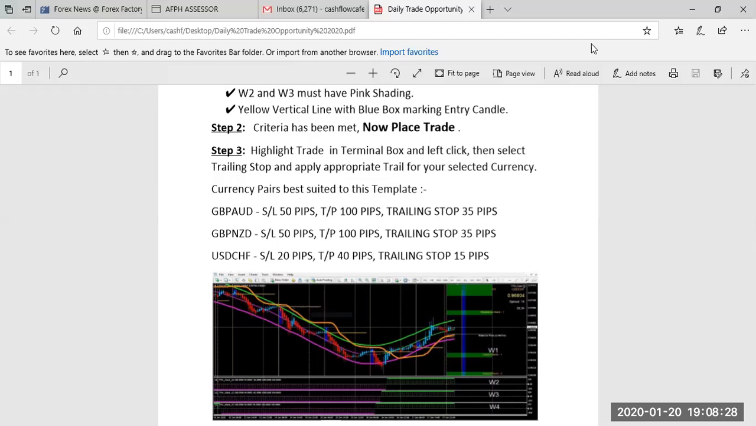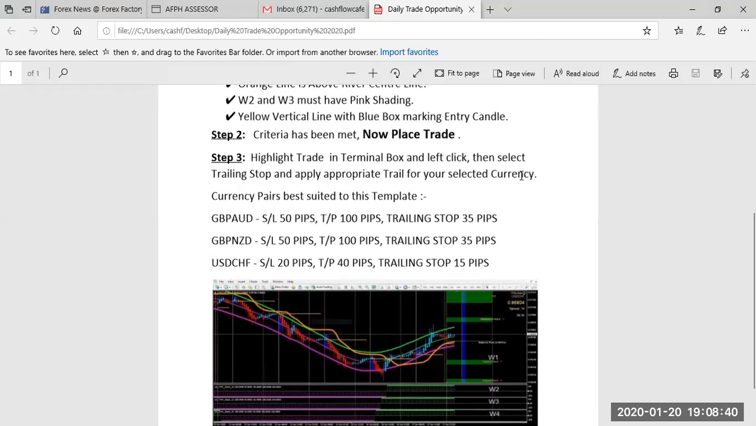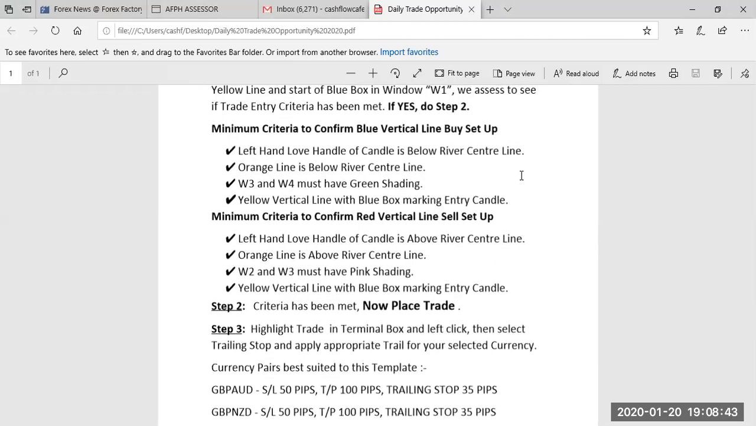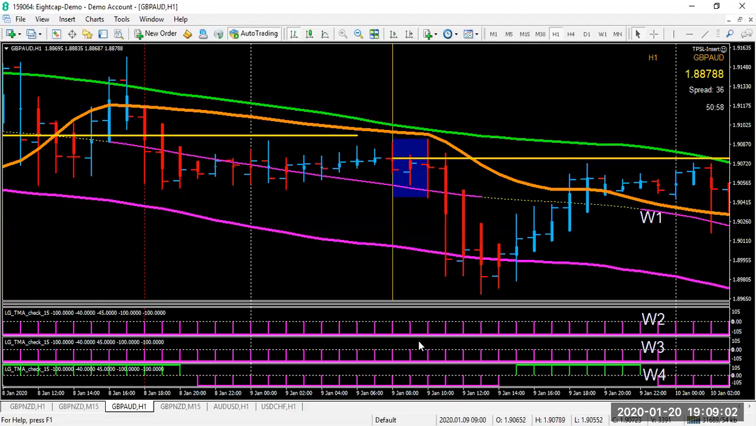Windows 3 and 4, or 2 or 3. Okay, so green in windows 3 and 4 for a buy, and 2 and 3 for a sell. Okay, so let's go back to our template and our chart. Okay, 2 and 3.